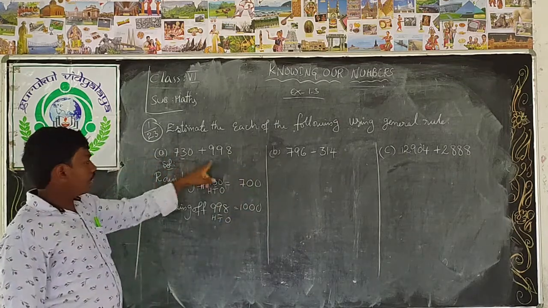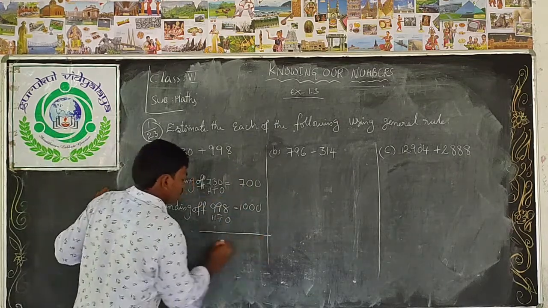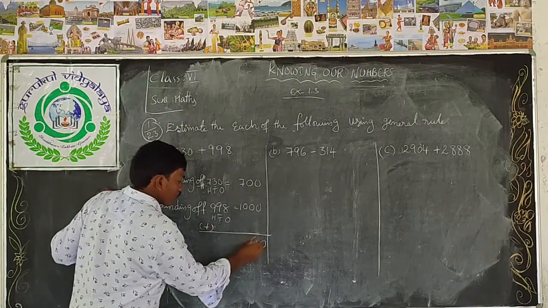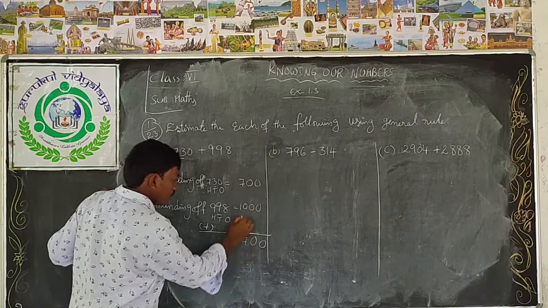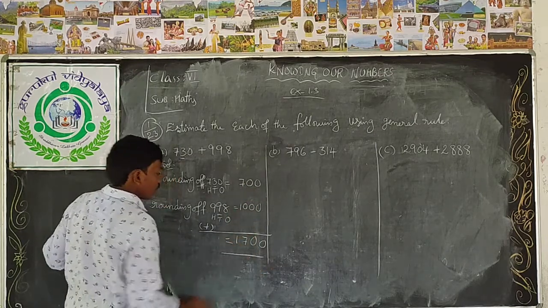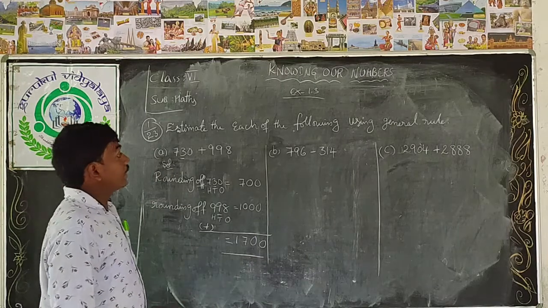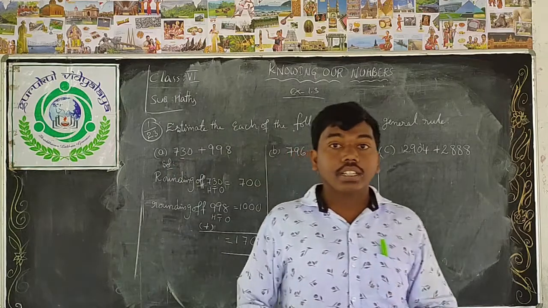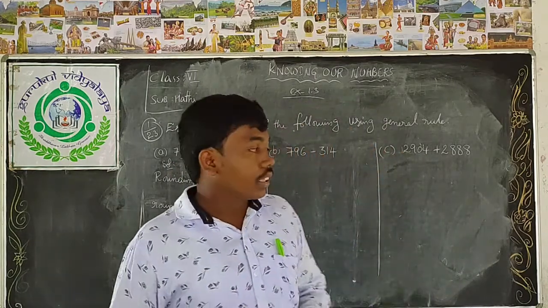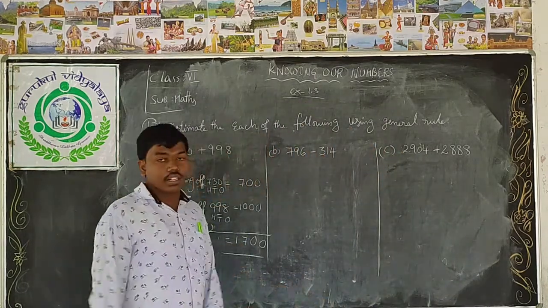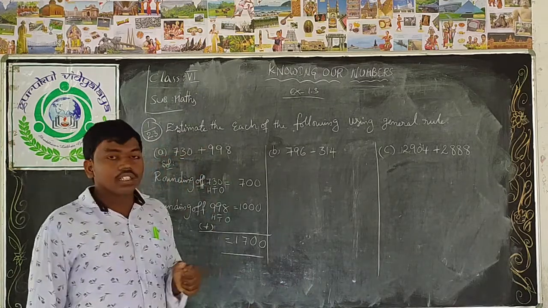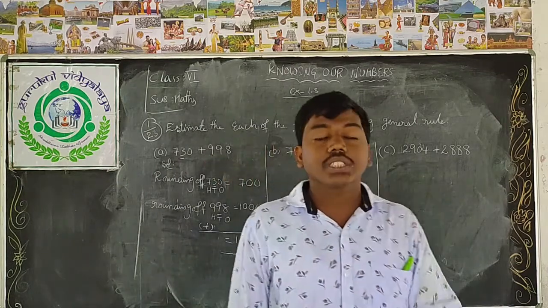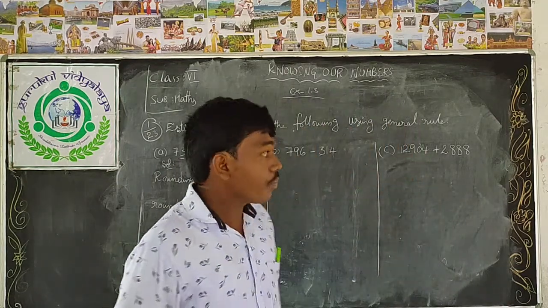Now add. 0 plus 0 is 0, 0 plus 0 is 0, 7 plus 10 is 17, that is 1700. So this is the estimated sum. The plus we did here means addition, and addition is also called sum. The estimated sum is 1700. This is the first one. Children, like that we can do subtraction also. That is the estimated difference. We can find the estimated difference now.